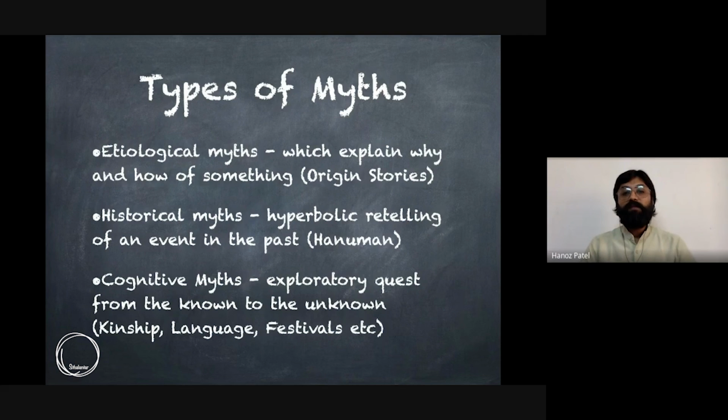Then cognitive myths basically explain the exploratory quest from the known to the unknown. So how kinship developed, how language developed, how festivals developed, all these stories and myths come under cognitive myths. So basically, what information there is and how it is perceived by the human mind or human brain is the focus of cognitive myths.